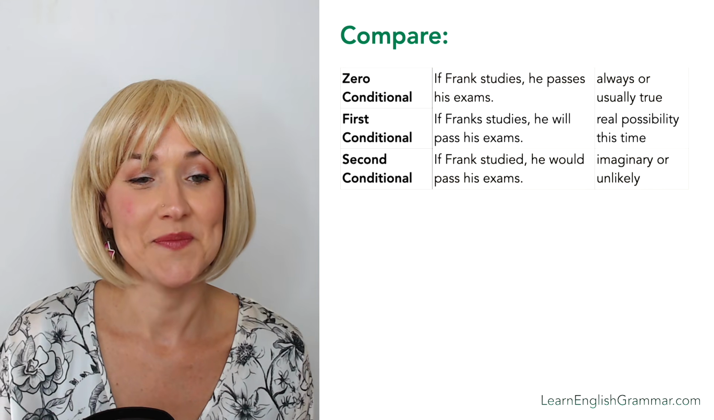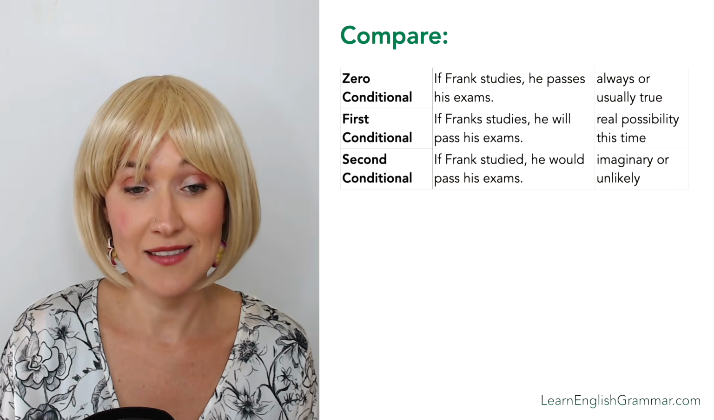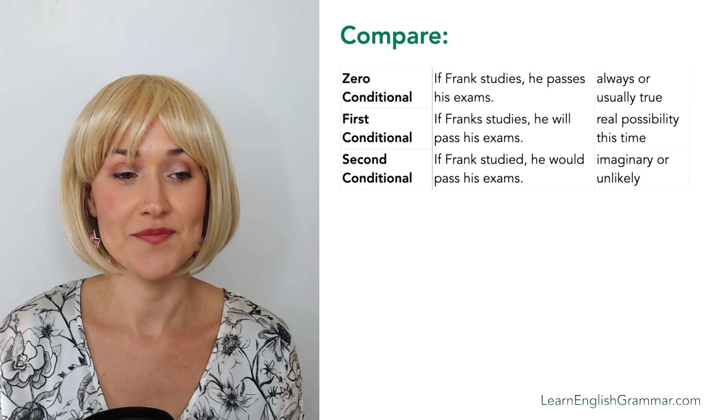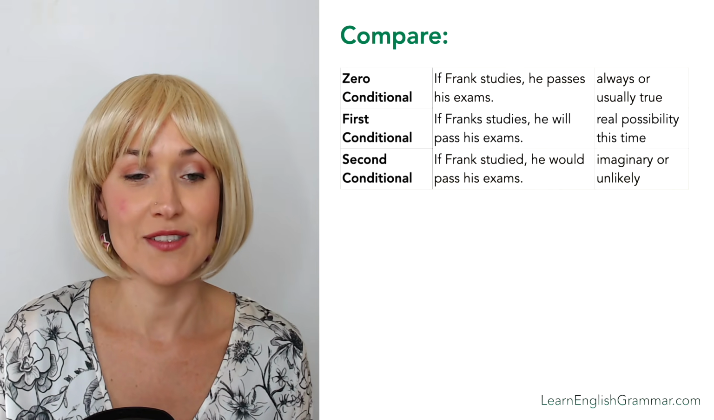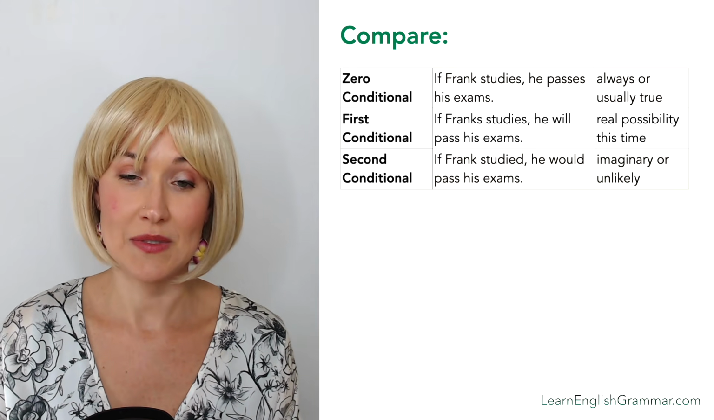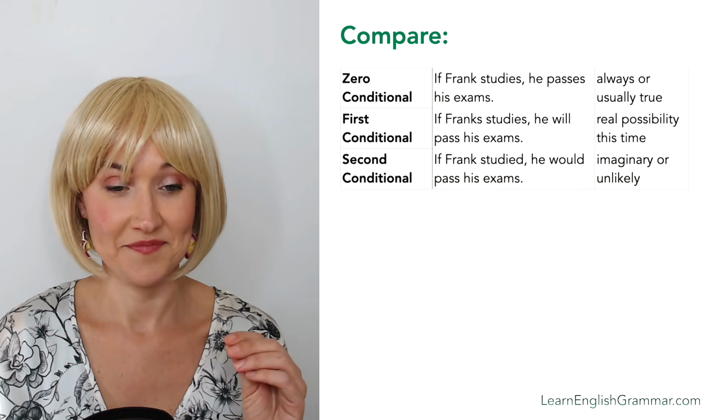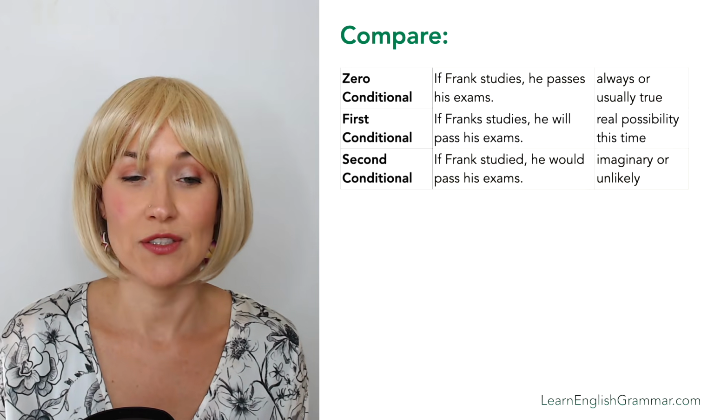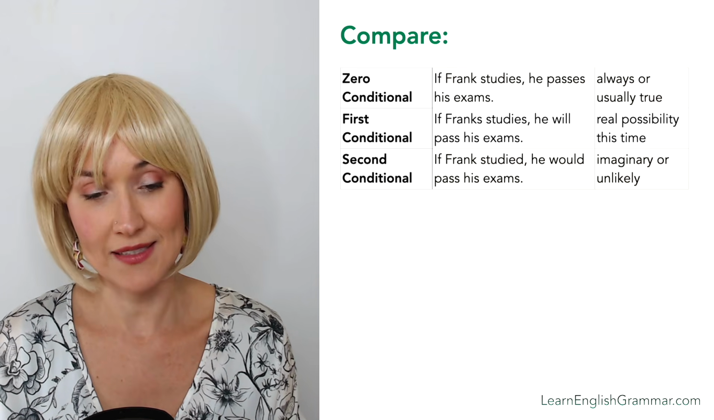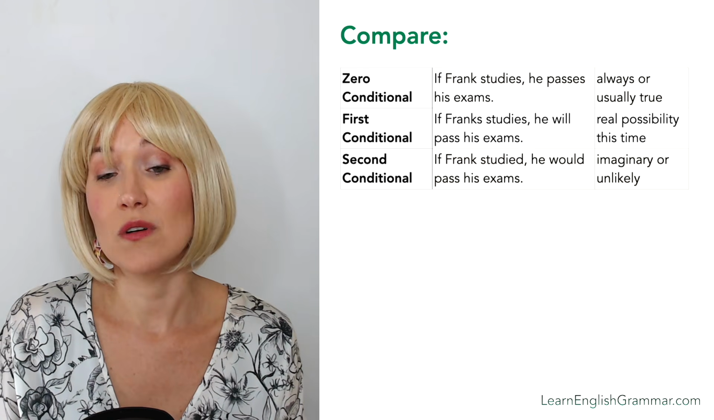Let's compare these. So the zero conditional sentence is, if Frank studies, he passes his exams. That's always or usually true. The first conditional sentence is, if Frank studies, he will pass his exams. That's a real possibility this time. The second conditional sentence is, if Frank studied, he would pass his exams. That's imaginary or unlikely.